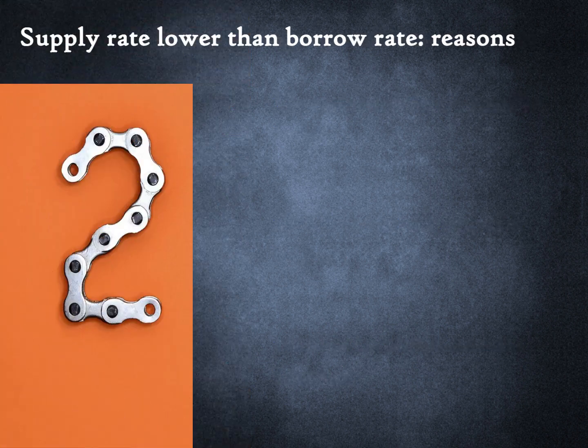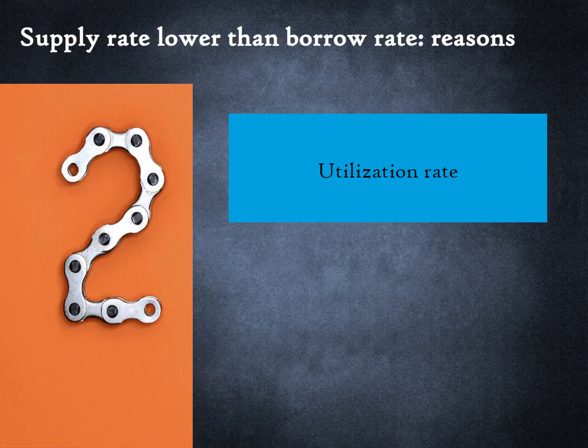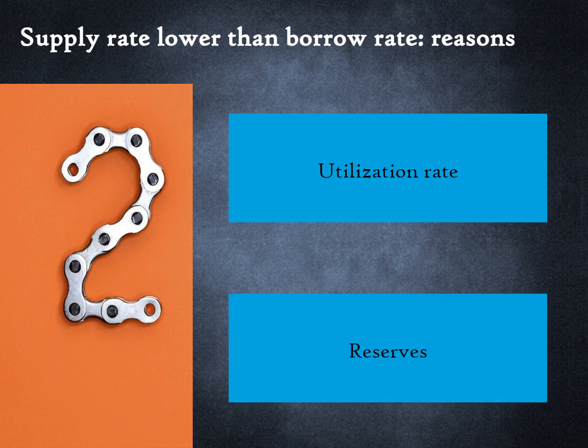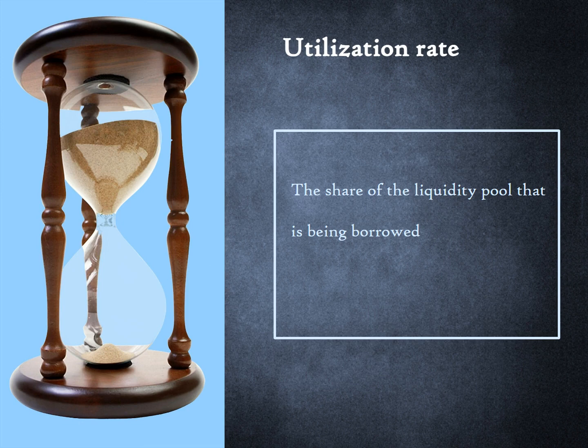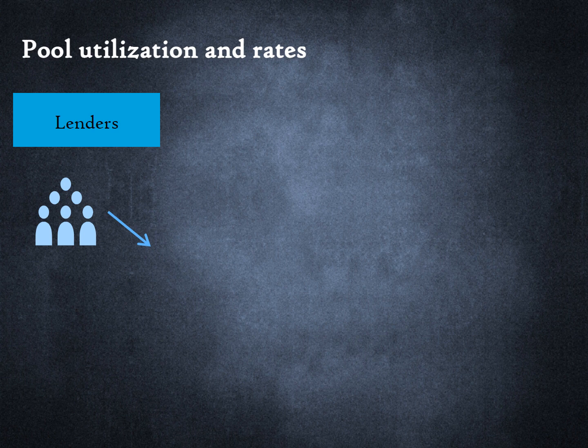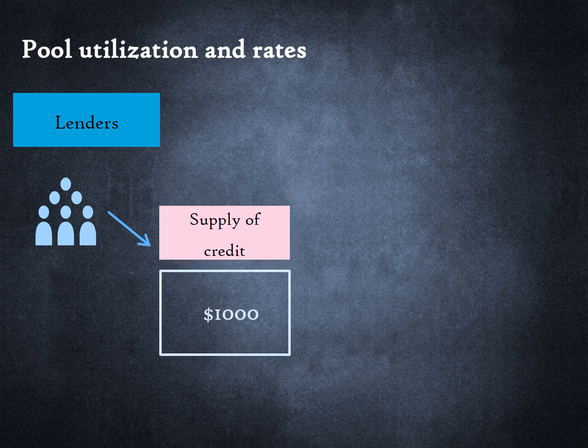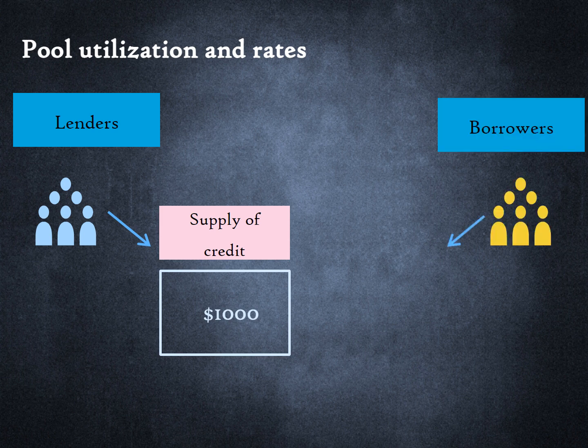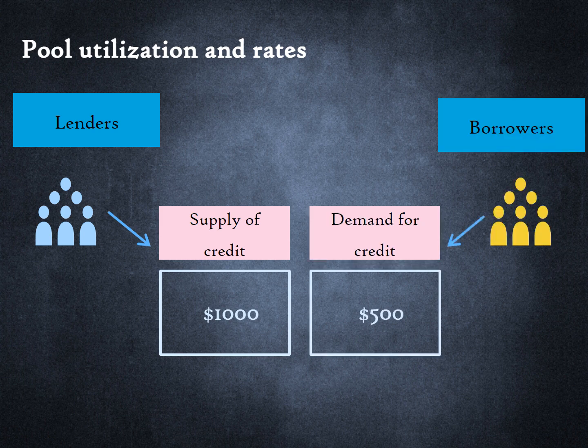There are 2 factors that explain the difference between supply and borrow rates: the utilization rate and reserves. Next, we will examine each one of them. Utilization rate is the share of the liquidity pool that is being borrowed. Consider 1,000 lenders who contribute $1 each to the liquidity pool. The supply of loans to the liquidity pool is $1,000. The actual demand for loans is $500. Let us say the borrow rate is 10% on the 500. But the interest for the lenders should be calculated on the amount lent, which is 1,000. Hence the supplier's rate will be 5%.